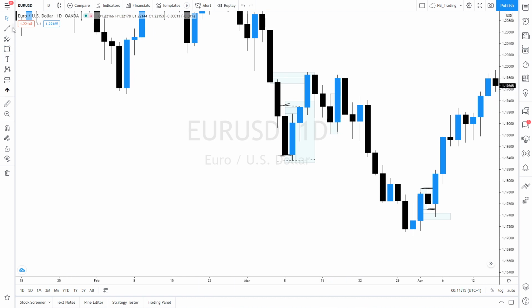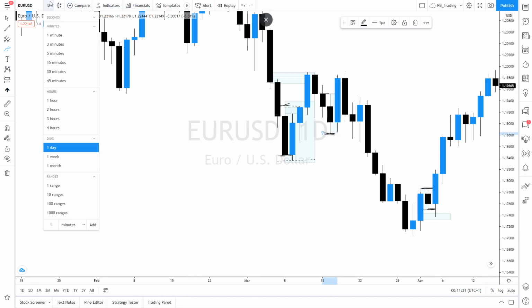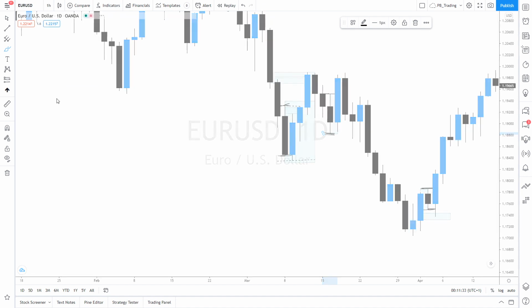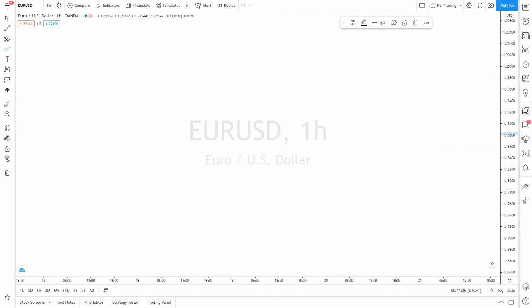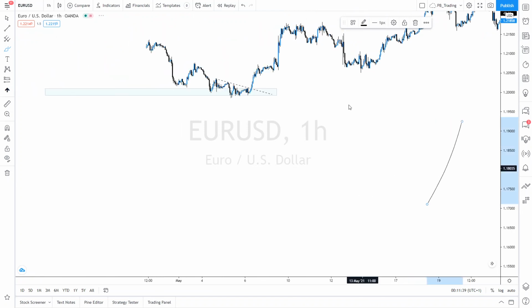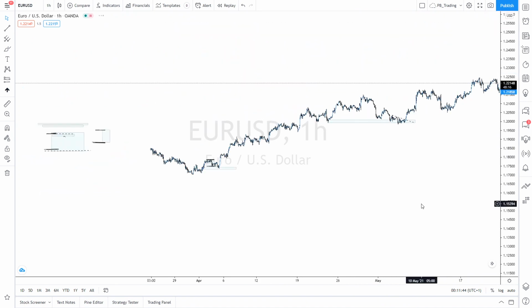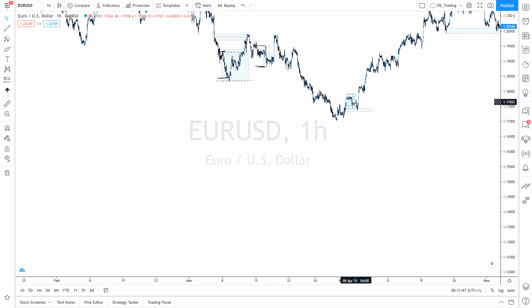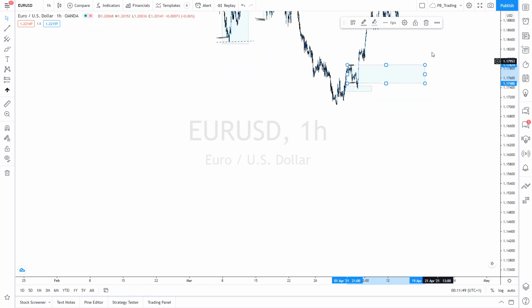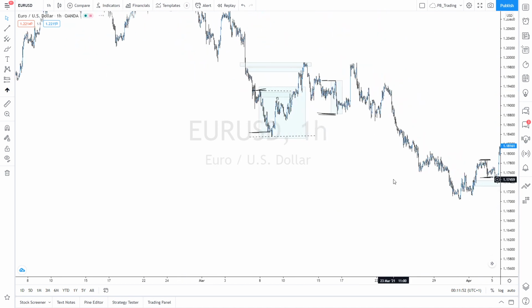Now we can see price. So let's mark our daily ranges first. So we have our daily high here. Then we have our daily low here. Nicely. So let's go to 1 hour time frame again. We scale it down to our 1 hour time frame. So this is our 1 hour time frame.